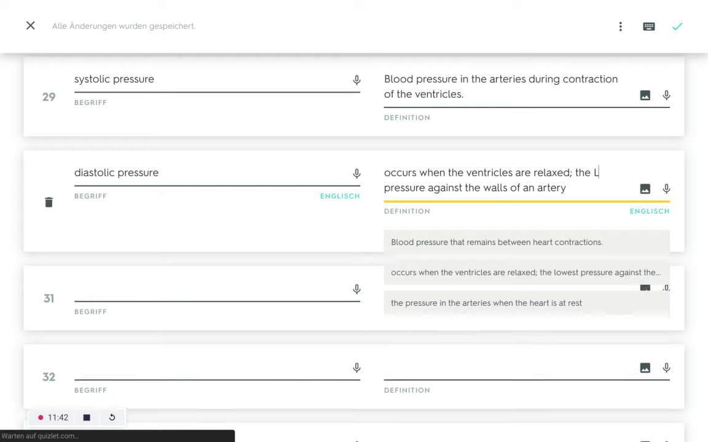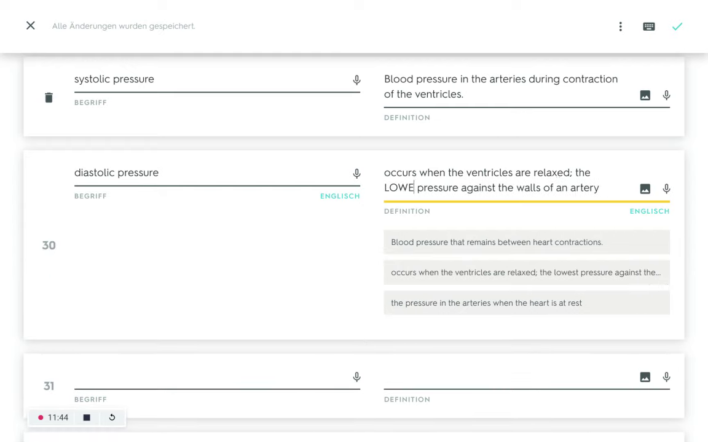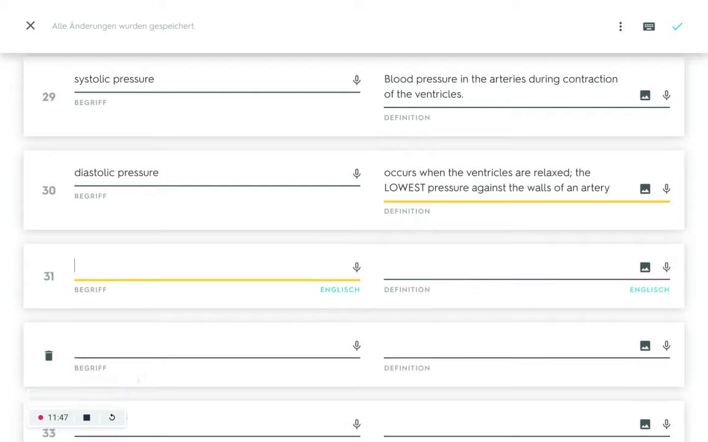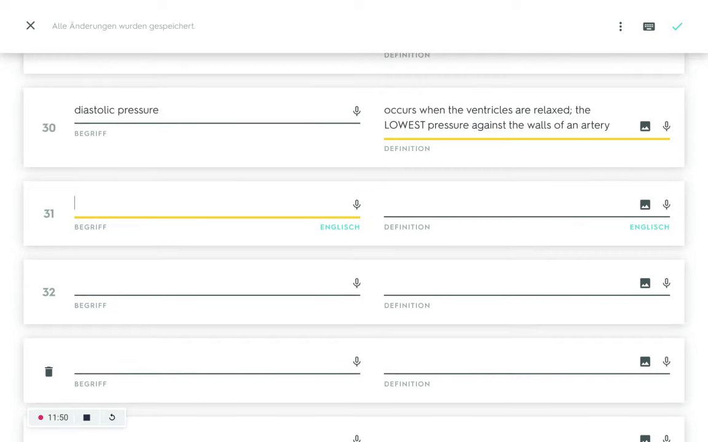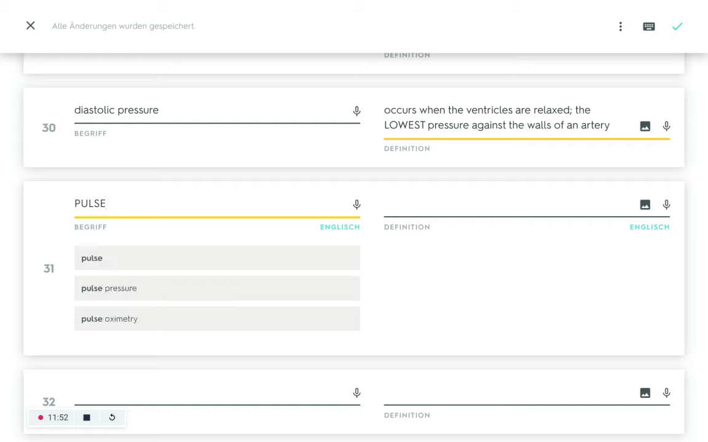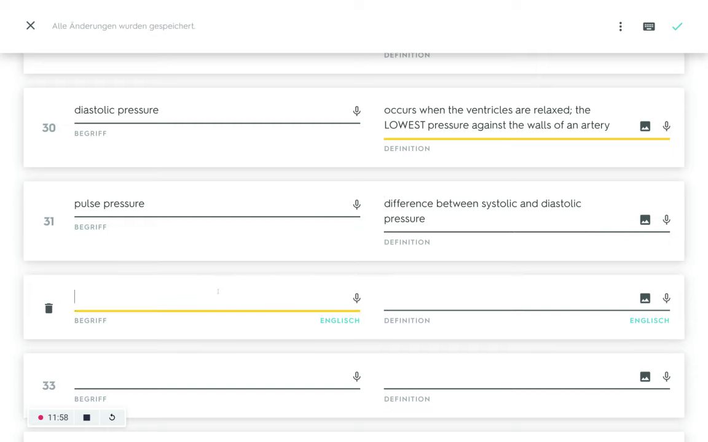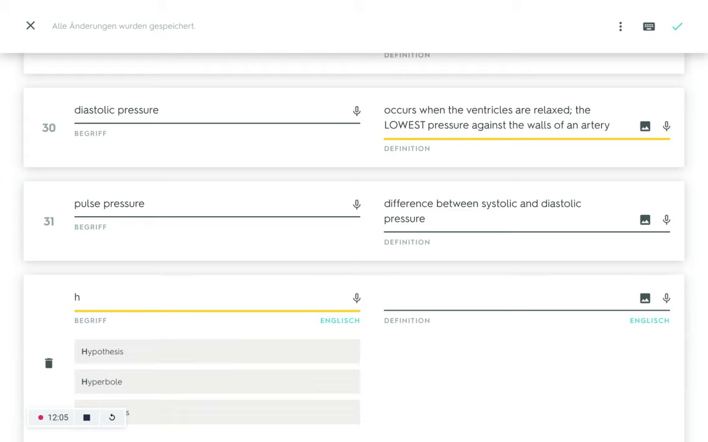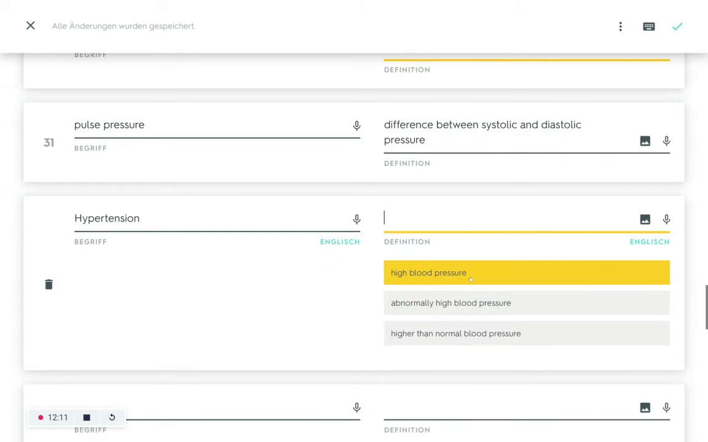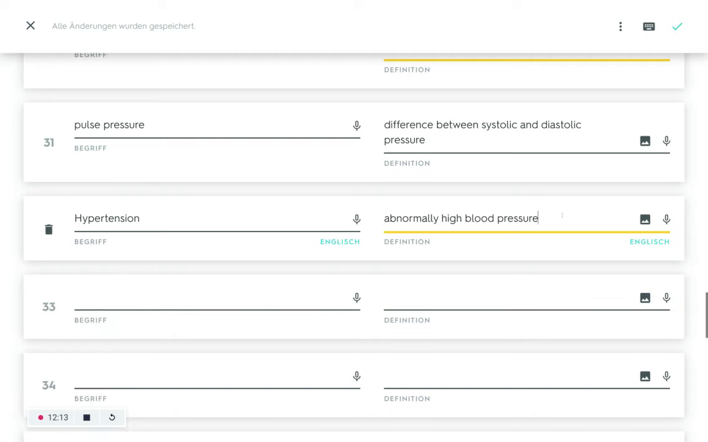And I'm going to put this in caps. All right. So we should talk about pulse pressure. Pulse pressure, difference between systolic and diastolic, very important. We don't need to know mean arterial pressure or MAP. We do not need to know that. We do need to know, for now anyway, what hypertension is. Okay. It's abnormally high blood pressure while at rest. All right.